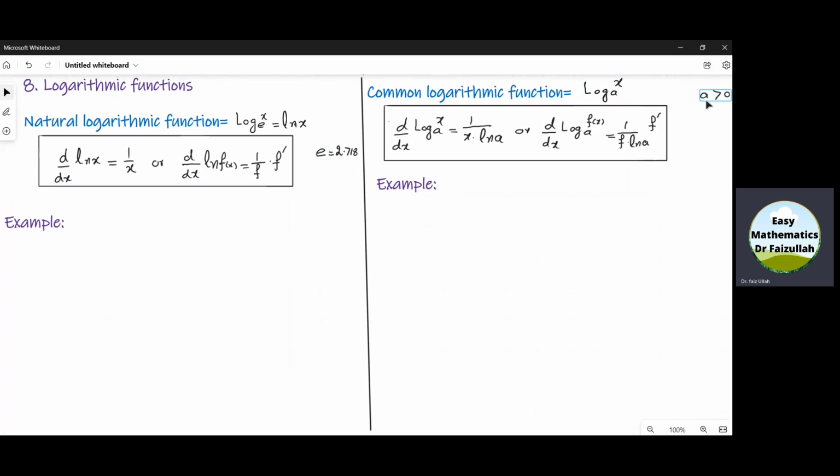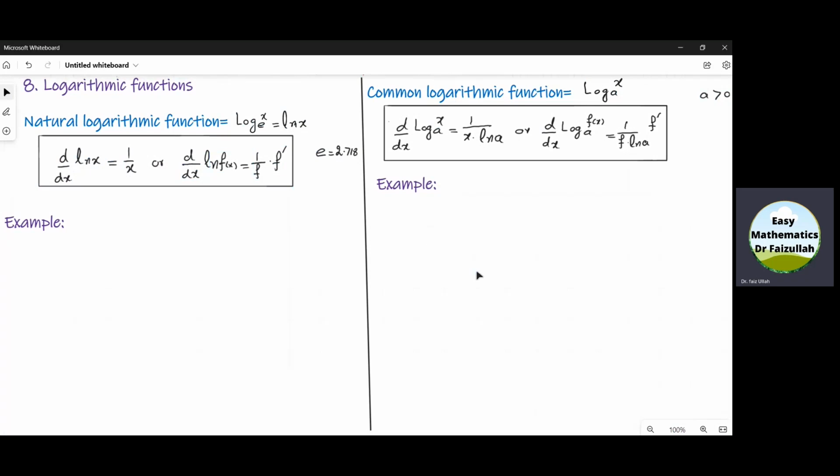Here a is any non-zero real number. Let us see how to differentiate the natural log. So the differentiation of natural log x is equal to 1 over x. Now instead of x, if there is some function of x, then the differentiation will be 1 over f, and then the inner differentiation of the function f of x.